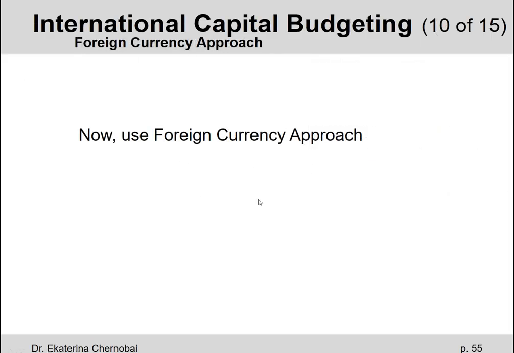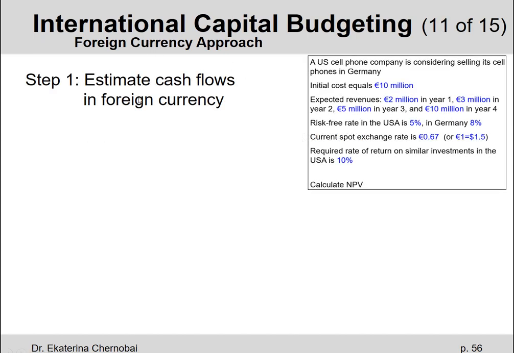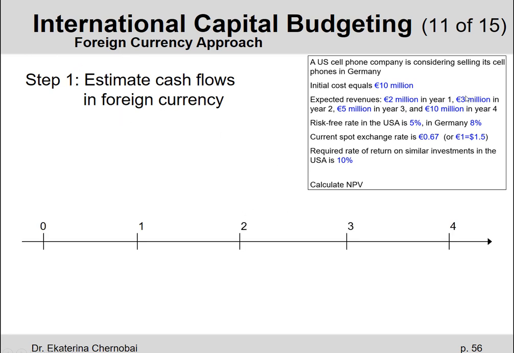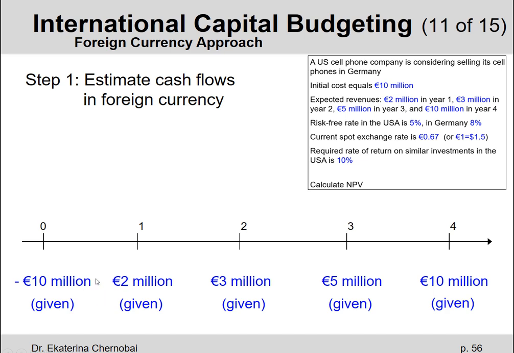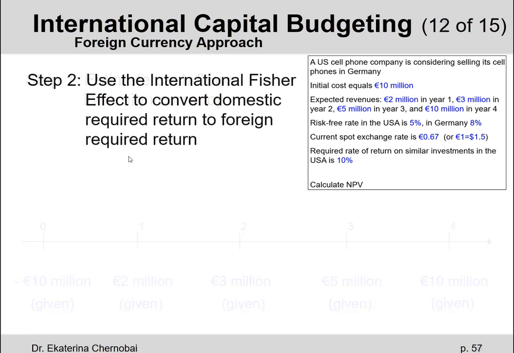Now let's use the foreign currency approach. The first step is identical to what the home currency approach needs to start with. Estimate cash flows in the foreign currency. They're all given. You don't need to do any math. Let's go to step number 2. Step number 2, we want to figure out the right discount rate to discount the cash flows in euros. For that, we use the International Fisher effect.